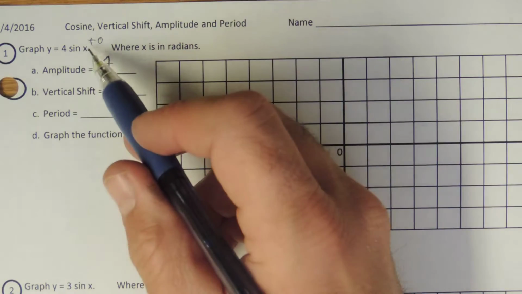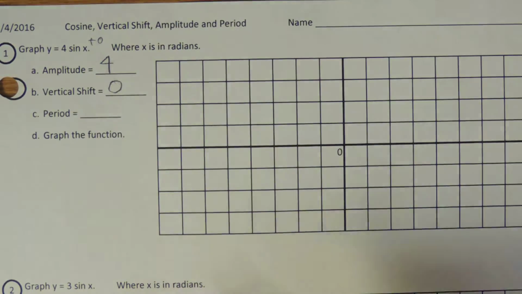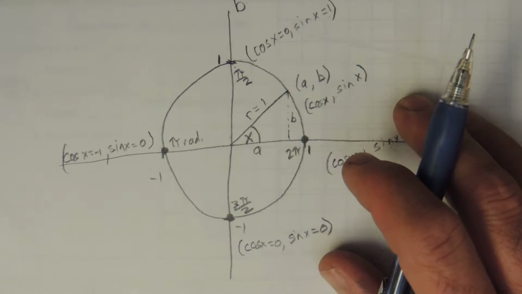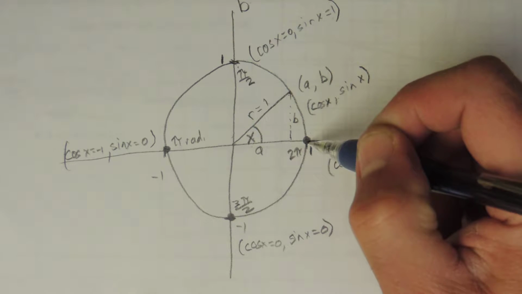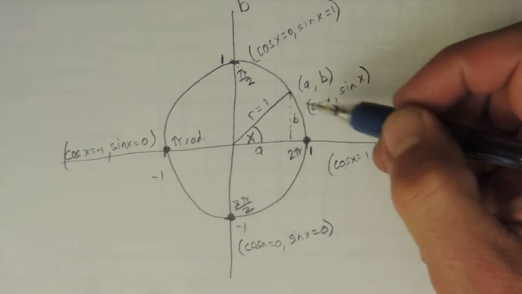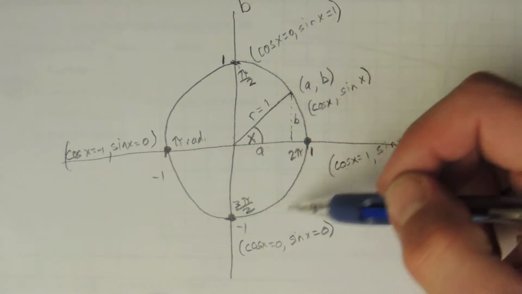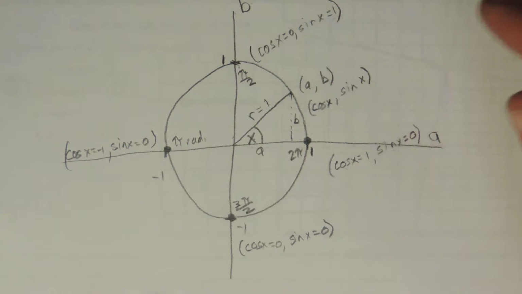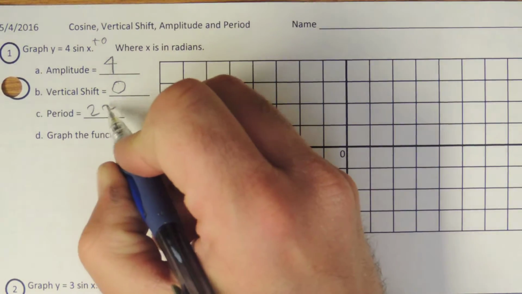Period is the length of time that it takes for the sine to go through one cycle. When I have sine of x, it takes 2 pi radians to go through a complete cycle. It starts at 0, goes to 1, back to 0, down to -1, back to 0, and it's ready to start over again. So the period is 2 pi.